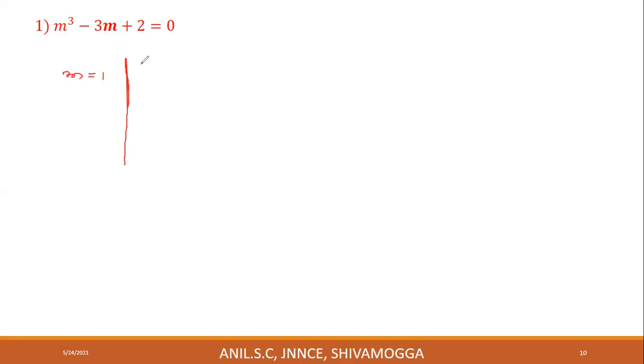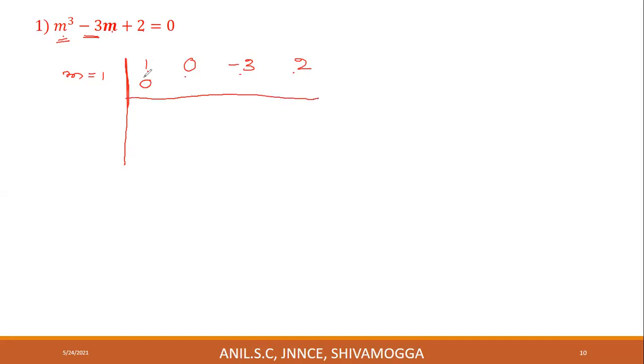Now, synthetic division goes like this. First, m cube coefficient, that is 1. Next, m square coefficient is 0. Next, m coefficient is minus 3. Next, constant. M cube coefficient is 1. There is no m square here. Therefore, its coefficient is taken as 0. M coefficient is minus 3 and constant is 2. And here in the first position, always write 0.